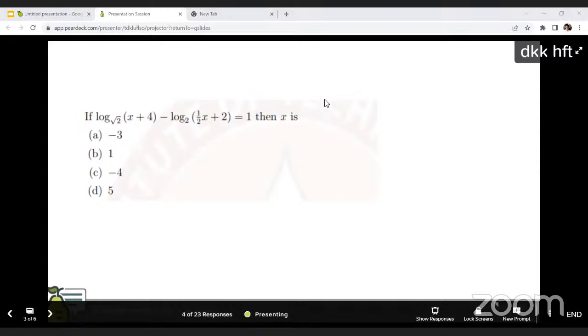In such problems, try to make the base the same for all the log functions. It will be easier to simplify. Or if it is not possible to make the base the same, then you can simply apply the log base changing property. You can convert it to the natural log.